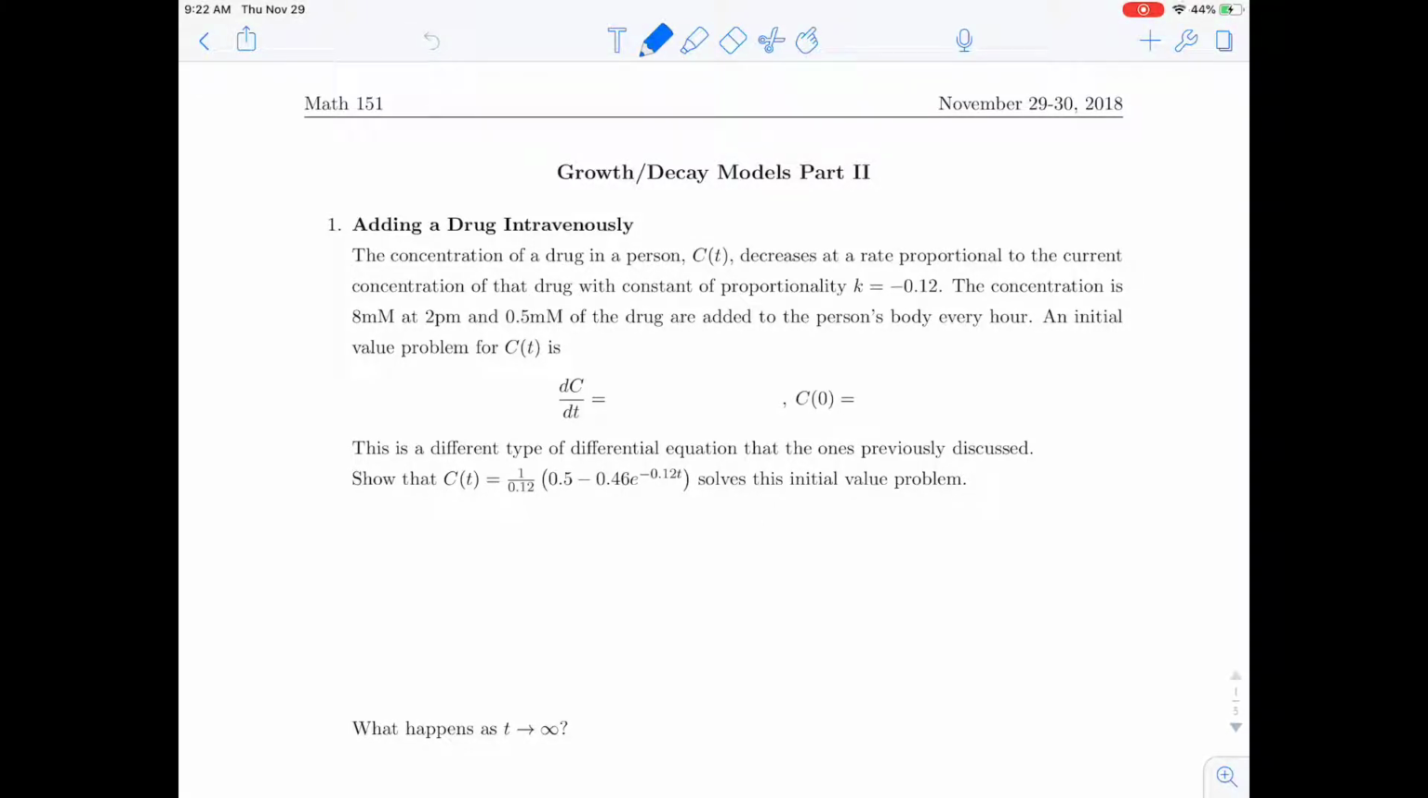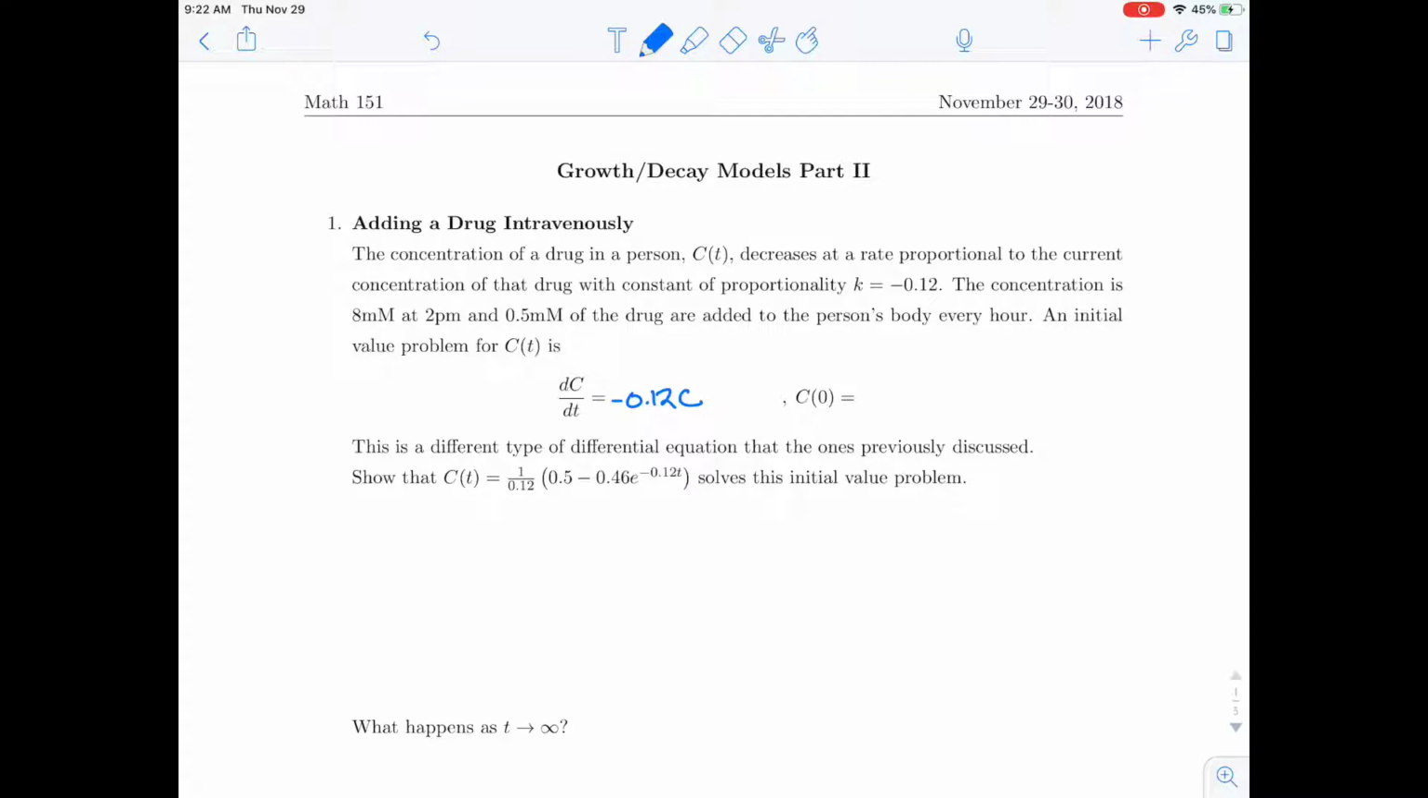Now we are going to modify our exponential growth and decay models. So we will start by adding a drug intravenously. The concentration of a drug in a person, C of t, continues to decrease at a rate proportional to the current concentration of the drug with a constant of proportionality k equals negative 0.12. From that information, we would have that dC/dt was equal to negative 0.12 C.